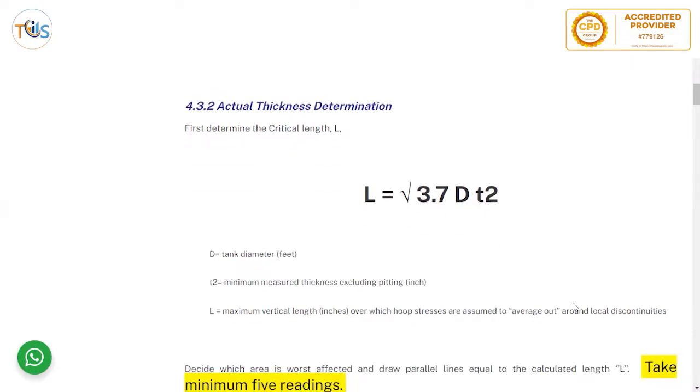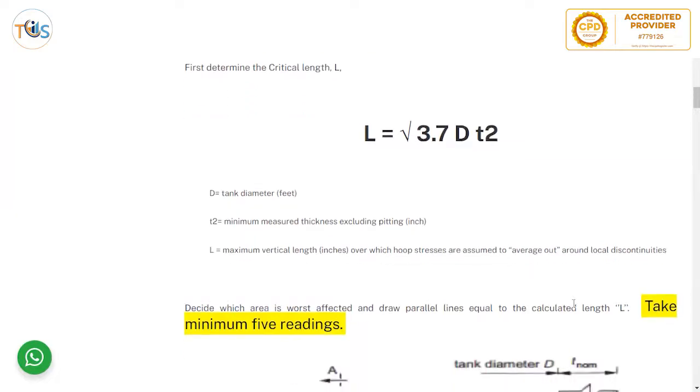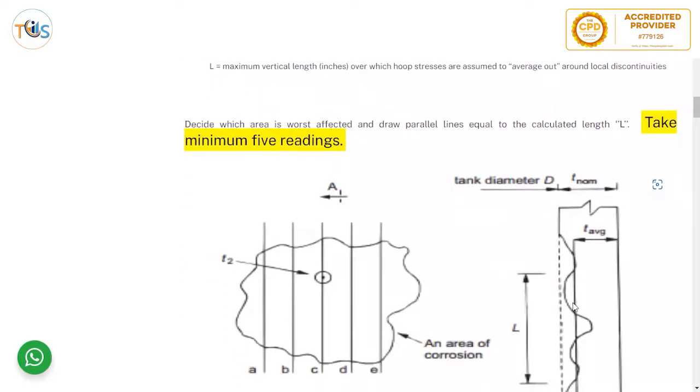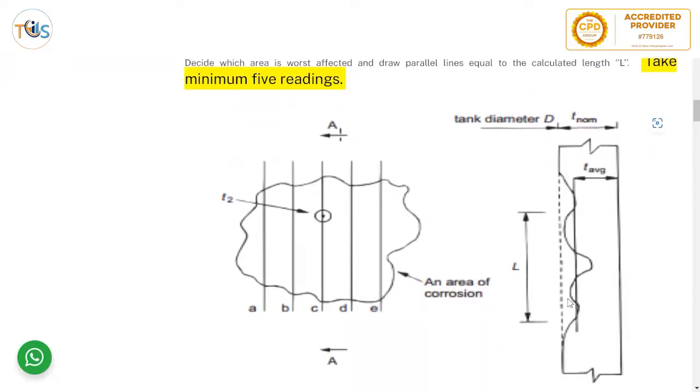Actual thickness measurement. First, determine the critical length L. L is equal to 3.7 square root of D T2. T2 is the minimum measured thickness, excluding pitting. D is the tank diameter, and L is the maximum vertical length over which hoop stress is assumed to average out around local discontinuities. Decide which area is most affected and draw parallel lines equal to the calculated length L. Minimum 5 readings you should take.